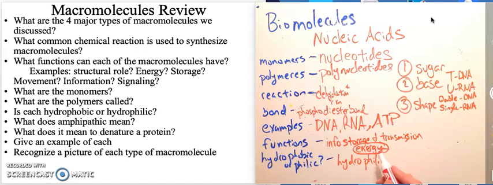When that last phosphate group is released, energy is released that can drive energy-requiring processes in the cell. So our functions for our nucleic acids are: DNA stores information, RNA transmits that information, and nucleotide triphosphates like ATP can be used to release energy to drive cell functions. Our nucleotides are hydrophilic. They mix well with water because of the phosphate group and the nitrogen-containing bases.